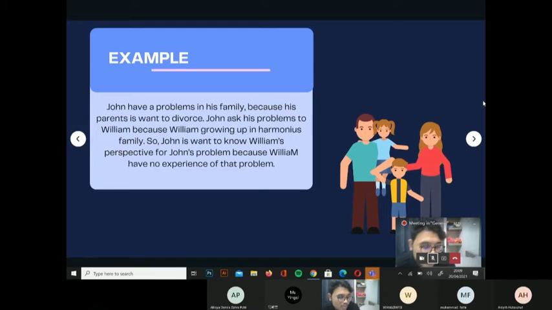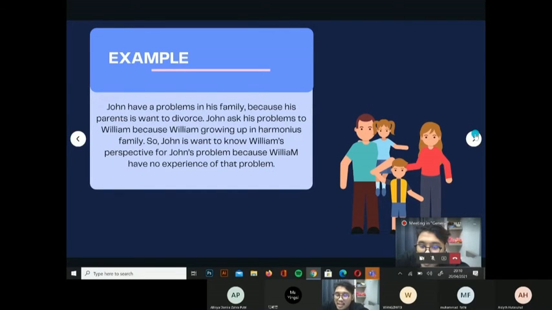The fresh eye technique looks directly to outsiders who are not so affected by the tunnel vision that can be experienced by a practiced problem solver. In this technique, we have to show our problems to people who have no direct experience of the problem and invite ideas and opinions. Example, John has a problem in his family because his parents want to divorce. John asks his problem to William because William grew up in a harmonious family. So John wants to know William's perspective on John's problem because William has no experience of that problem.